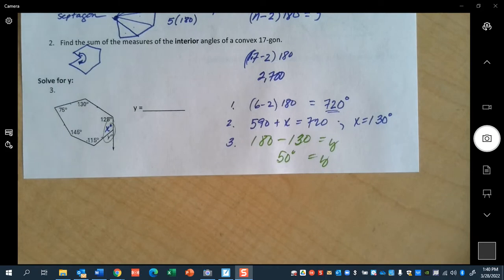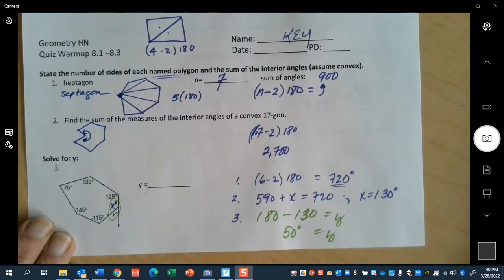Turn to your group mates and talk about which one you think you're going to be doing on the quiz. And your mark is set, go.